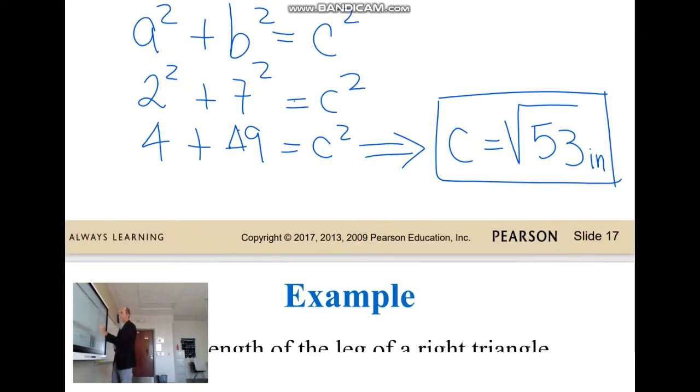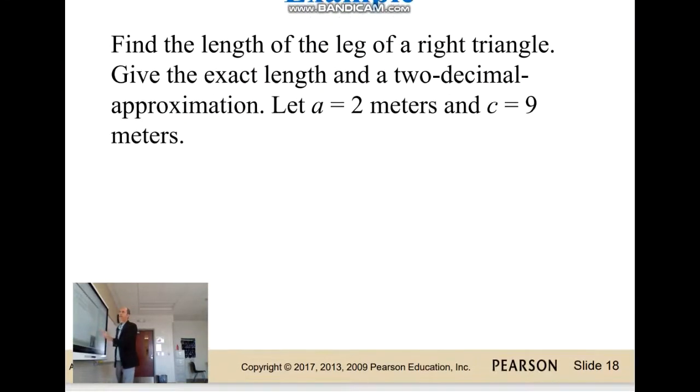Next example. Find the length of the leg of a right triangle. Give the exact length and a 2 decimal approximation. Let A equal 2 meters and C equal 9 meters. Again, just a straightforward application of the Pythagorean theorem, the formula.